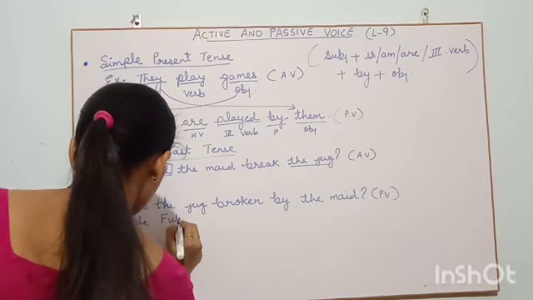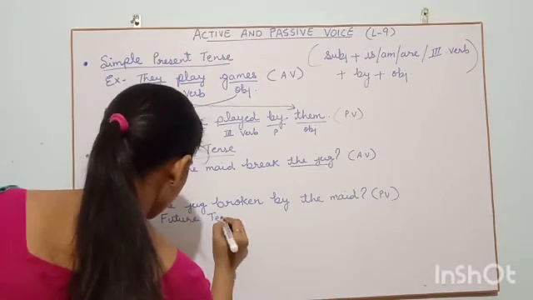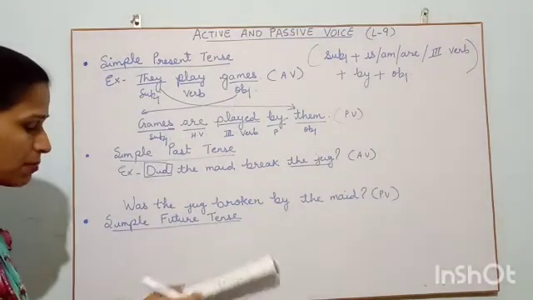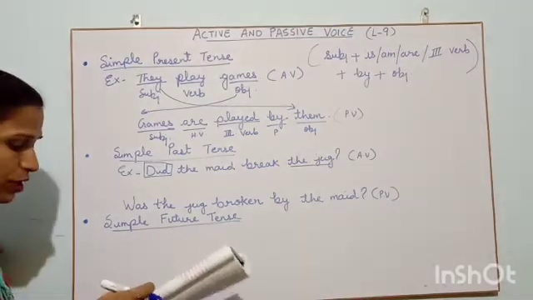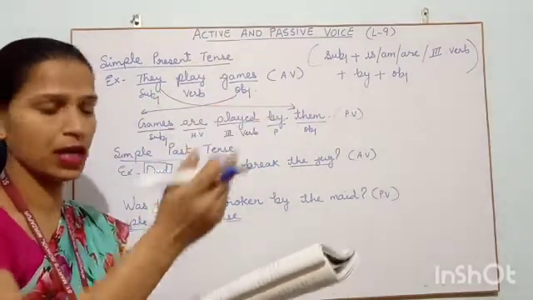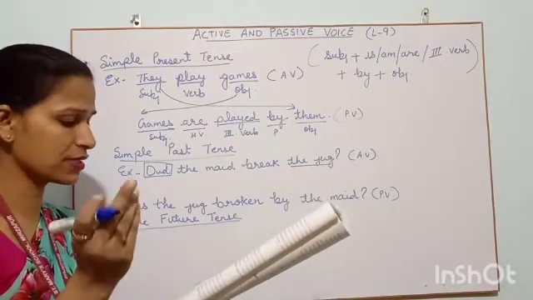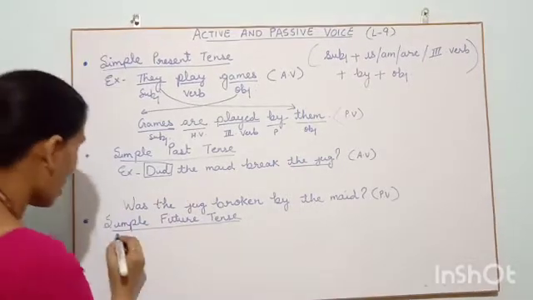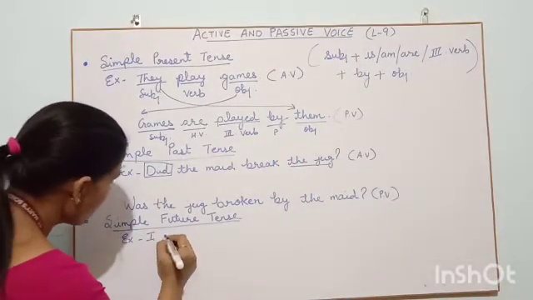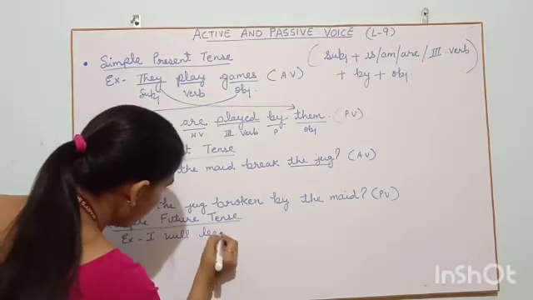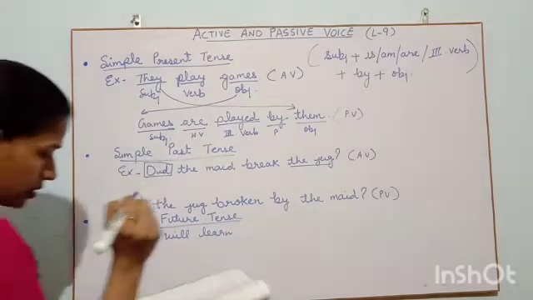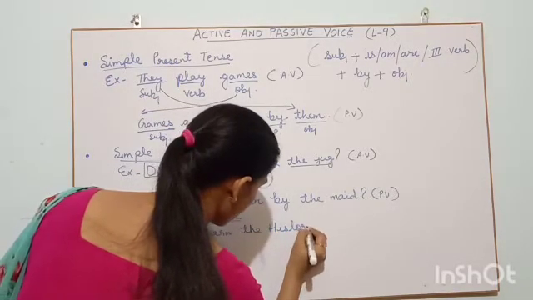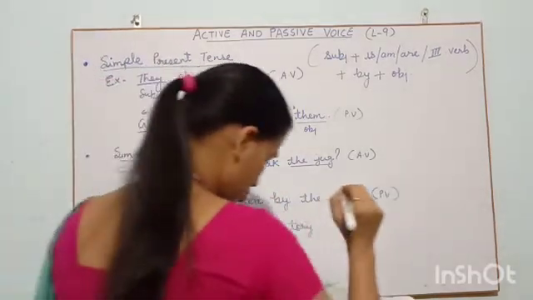Future tense. When I am talking about simple future tense, we know future tense means something which will happen in the future, what we are going to do in the future. The first example I have taken: I will learn the history lesson today.